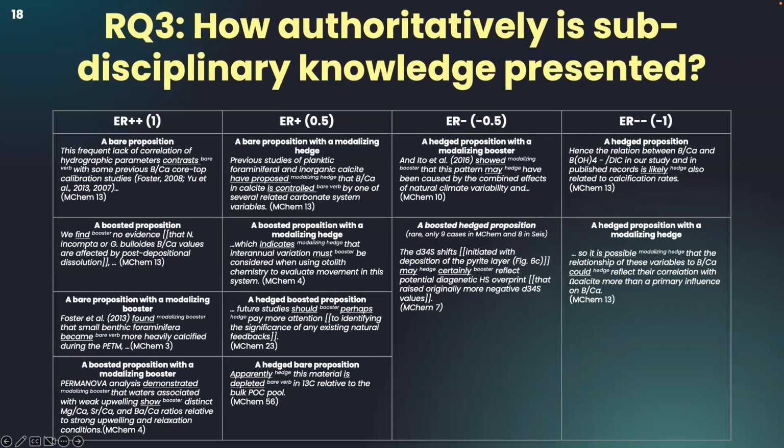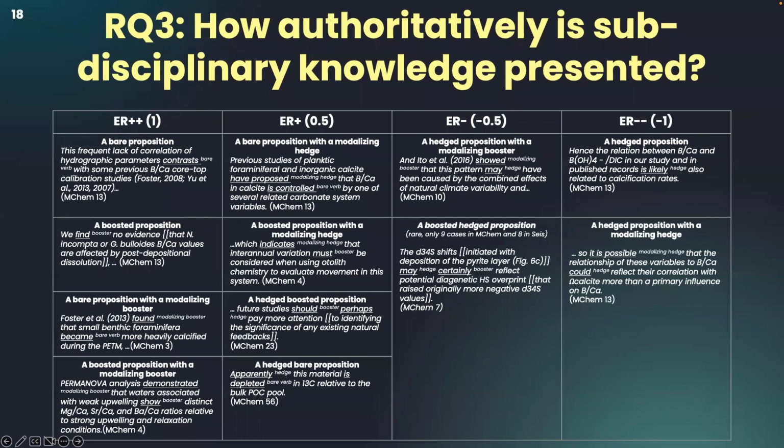What it means is, if the word is on the list, I did not automatically code it based on that list. I really looked at whether the hedge or booster in that particular context matched what was on that list, and if not, then of course I deviated from that list. What you will also notice is that some categories include the word modalizing booster or modalizing hedge.